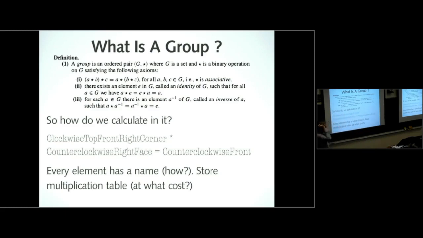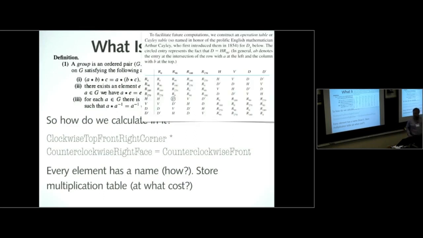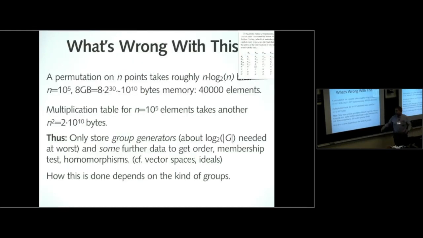That works, but is rather tedious because every element has a name. How do we give names to all elements? If we have a group with 10 to the 7 elements, yes, we can give them numbers, but that doesn't help us much. We also would need to store the full multiplication table, and that's what the textbook initially does. But if your group has easily 10 to the 7 elements or so, that is just not feasible.